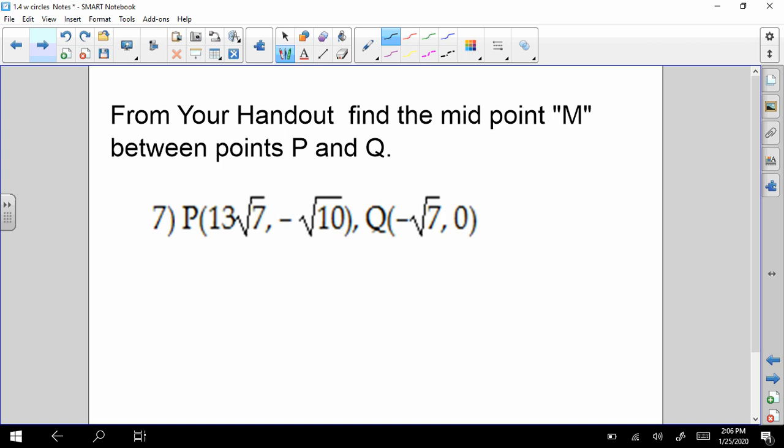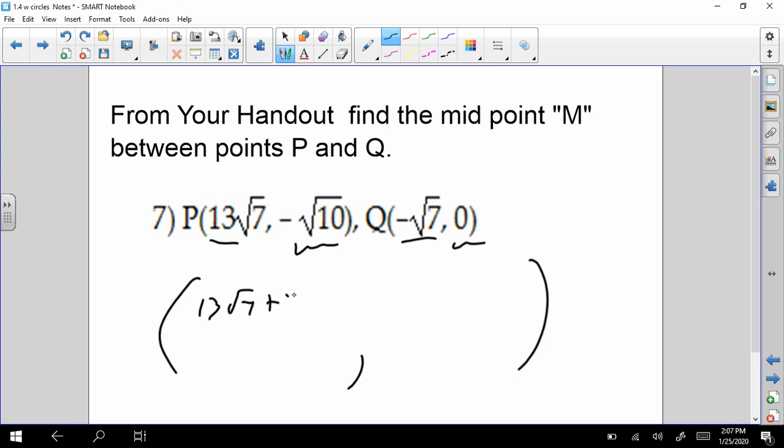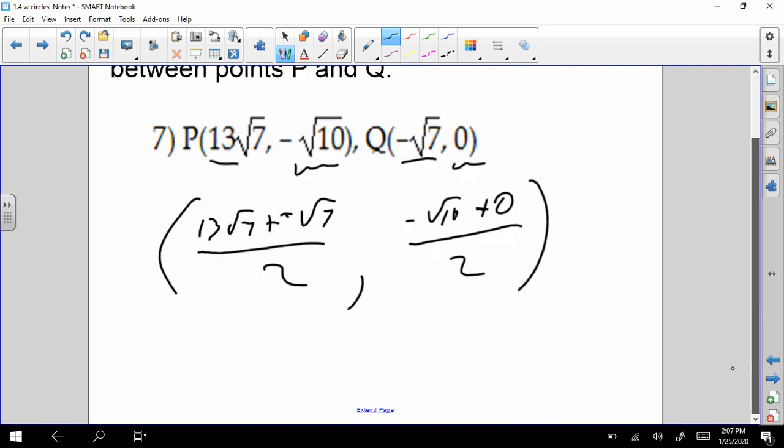There's another one from your handout. Handout is what you should be working on when we're done here today. On the midpoint between these two, well, I'd have to average the x's, and then I'd have to average the y's, wouldn't I? If I average the x's, I would have 13 radical 7 minus radical 7 all over 2. And if I'm going to add the two y values and average them, I'd have negative radical 10, and I'd add it to 0. Put it all over 2.